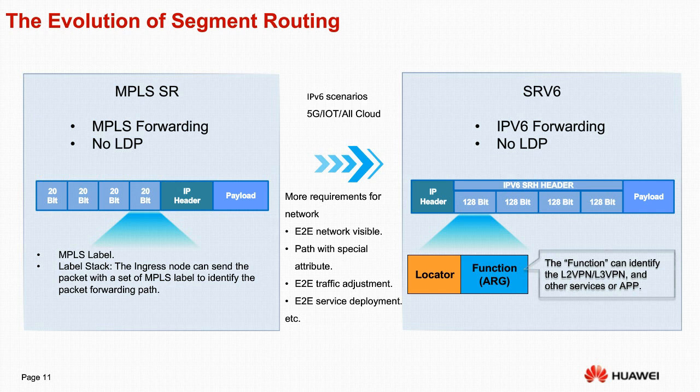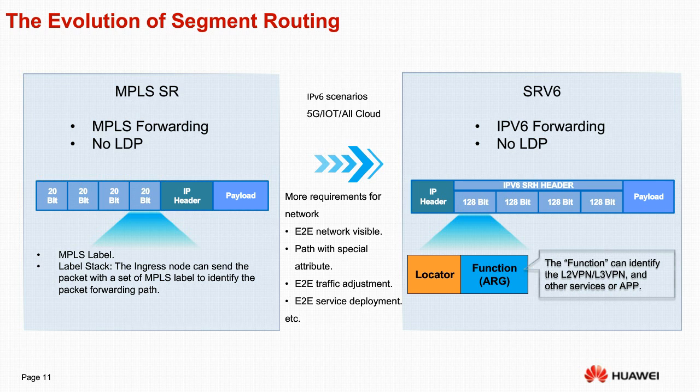Before the IP packet, there is an MPLS label stack. One label is just to identify the forwarding path. In the future, due to IPv6 deployment and 5G, IoT, or cloud, MPLS routing will evolve to SRv6. Its forwarding plane is changed to IPv6 forwarding, and still no LDP.